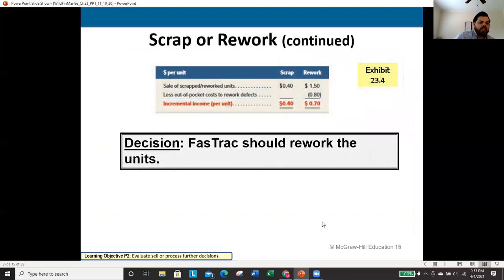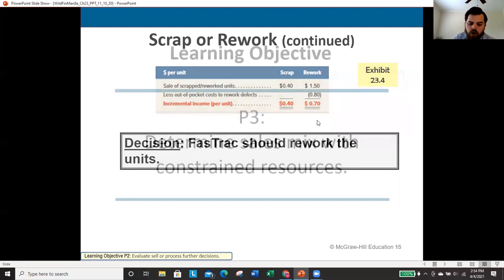So at this point, if I come in and I look at this, what I will see is that if I sell the scrapped unit as it is right now, I will get 40 cents. But because I'm not reworking the product, no additional cost is coming in. So I have incremental income of 40 cents. On the other side, if I rework this product, I have $1.50 in revenue that's coming in, but that's costing me an extra 80 cents to generate. So my incremental income here is 70 cents. Because of this, my incremental income is higher under the option to rework the product. So I will actually rework my product.